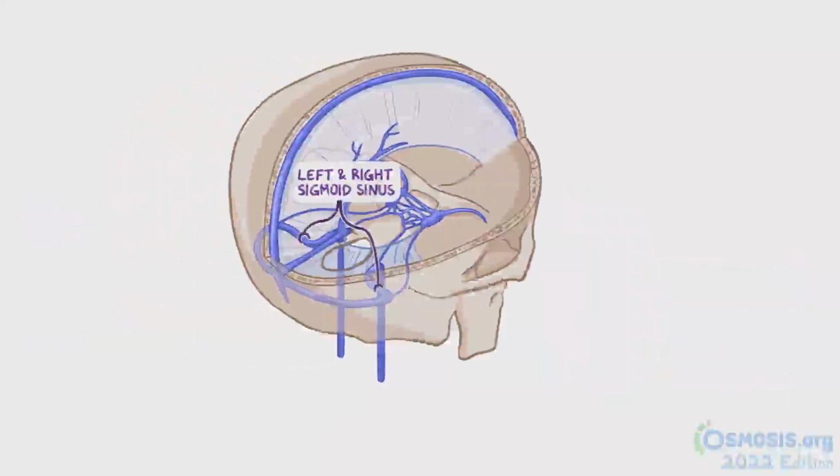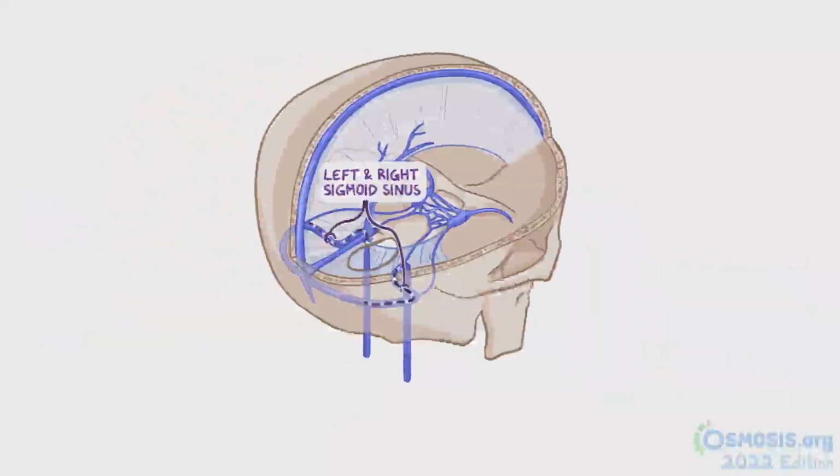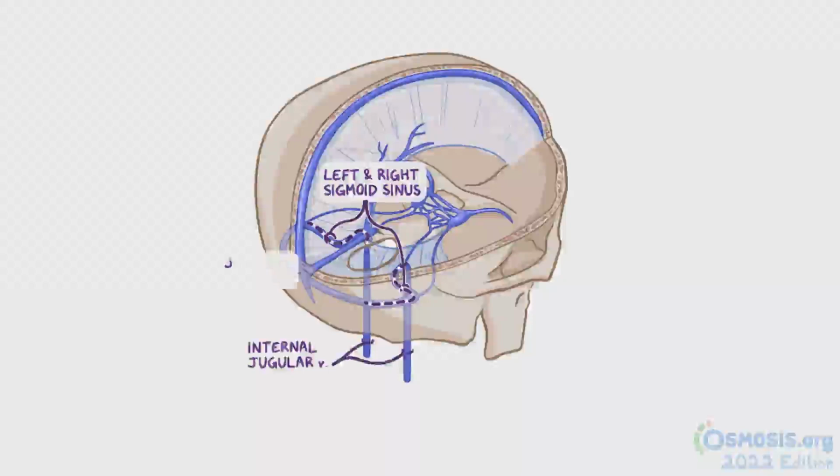The right and left sigmoid sinuses follow an S-shaped course in the posterior cranial fossa. During their course, they turn anteriorly and continue inferiorly as the internal jugular veins, which travel through the jugular foramen.